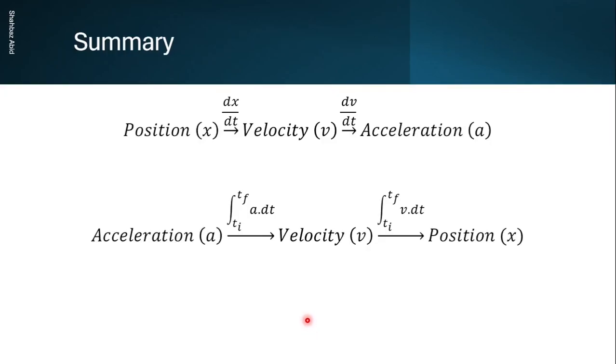In summary, when we have a position function with respect to time, we can take its derivative and we can get velocity. If we take a derivative again of a velocity function, we can get acceleration. If we want to move backward, we have to take the antiderivative, which is basically integration. So if I have an acceleration function and I integrate it, I will get velocity, and if I again integrate the velocity function with respect to time, I will get the position function again.